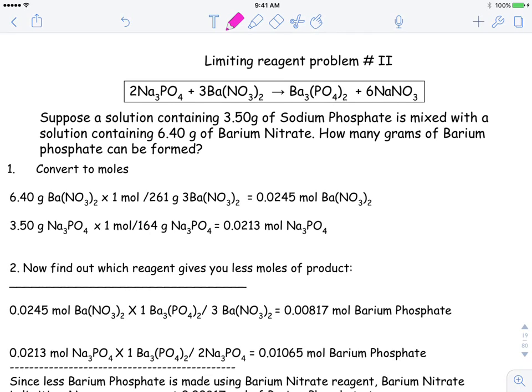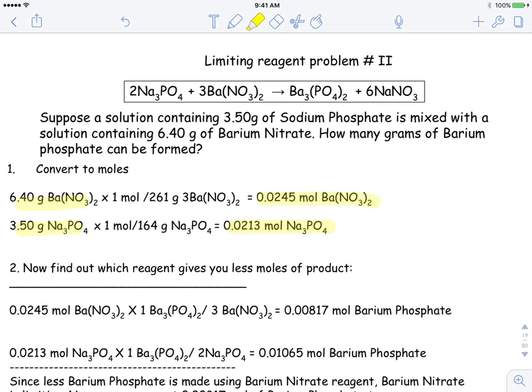So here's another problem with limiting reagent. This one's a little bit more complicated, the numbers aren't as pretty, but we go through and we try and solve for it. Do the same thing, we convert the mass to moles. So first we have the barium nitrate. We change that to moles by dividing by the gram formula mass. We get the moles of barium nitrate. We have the mass of the sodium phosphate. We change that to moles of sodium phosphate.